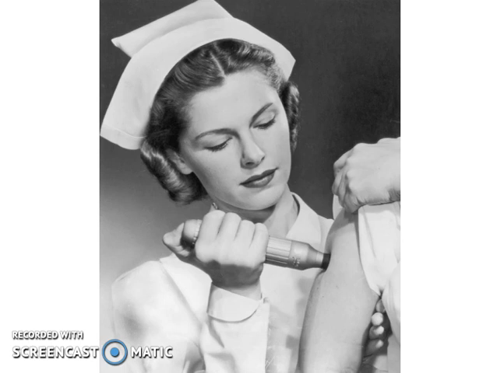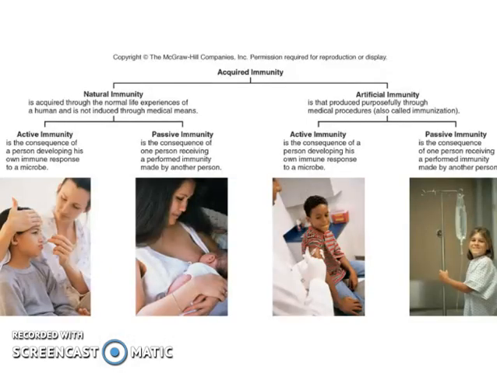First, let's briefly talk about what vaccines are. When we talk about human immunity, there are two different categories. There's natural immunity, which you can get from nature, of course, without modern medicine. And then there's artificial immunity, which requires modern medicine. Within those categories, there's active immunity and passive immunity.